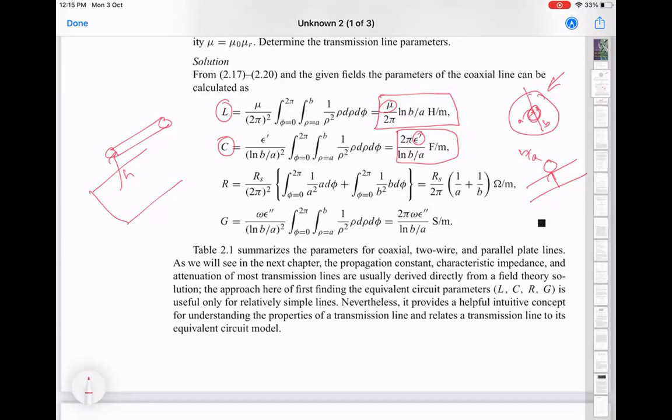So that's basically what's showing up here, that the capacitance goes as 1 over log B over A, which means for large B over A, the separation is large, which means lower capacitance because the plates are further apart, and vice versa. That doesn't explain why there is a log. I'm just talking about trends.